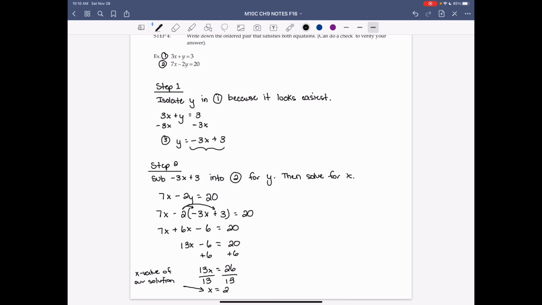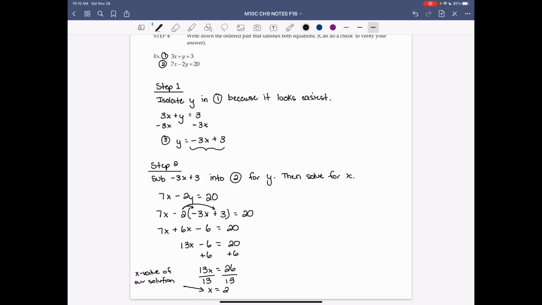Next, we need to determine the y value, which is step number 3. Use your answer to solve for the other variable. So we now have that x equals 2. We can sub that into any of our equations, 1 or 2 or even equation 3. And what you'll notice is that equation 3 has the y value isolated.